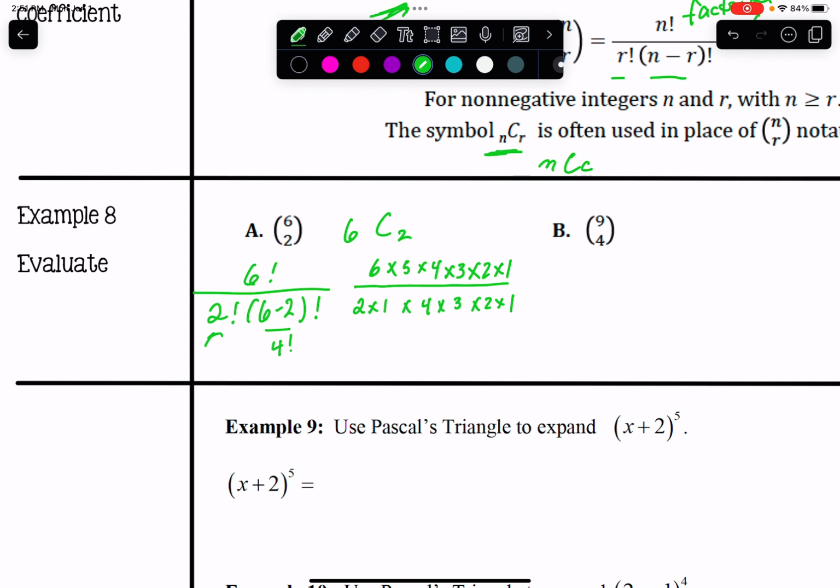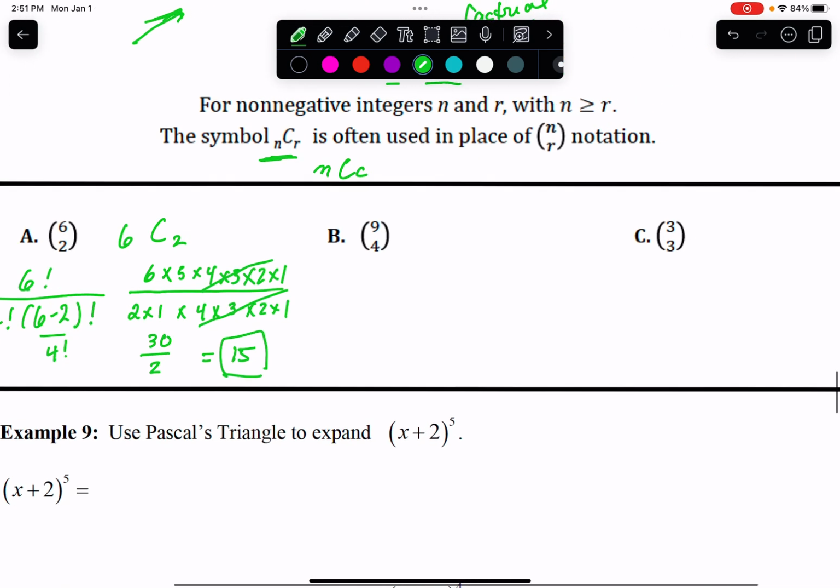It's not really as hard as you'd think to figure this out because these would cross out. And so you're left with 30 over 2, so you get 15. All right, let's do 9, 4.